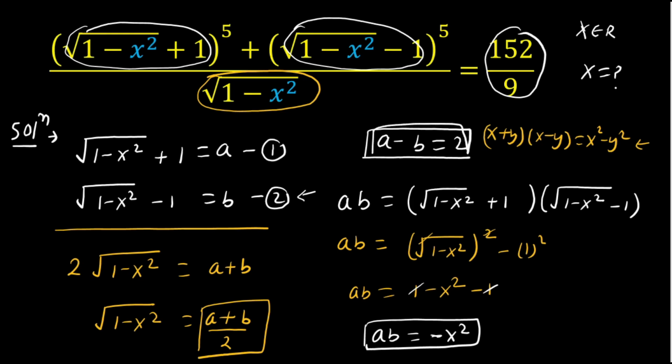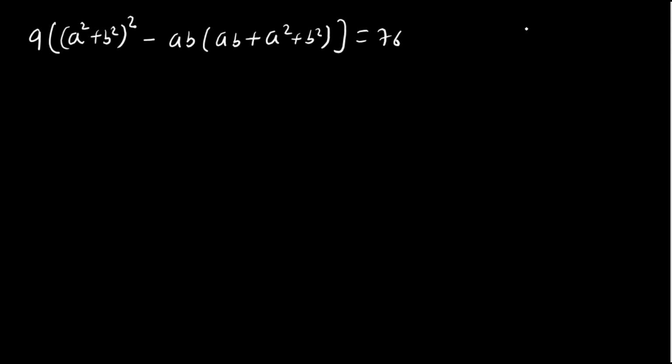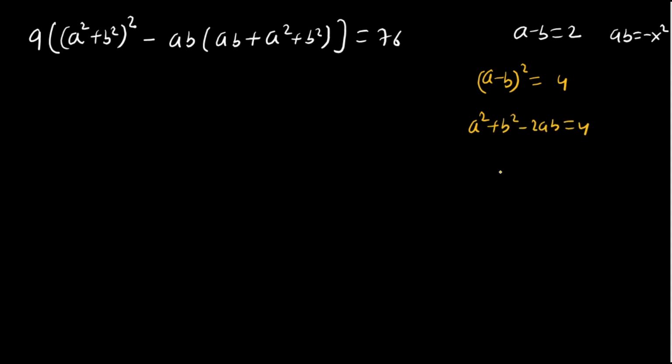A minus b is equal to 2, and a into b is equal to minus x square. Here if we take square both sides, then in the left hand side a minus b whole square is equal to 4. A minus b whole square is a square plus b square minus 2 times ab, is equal to 4. Then a times b is replaced by minus x square, and this is equal to 4.